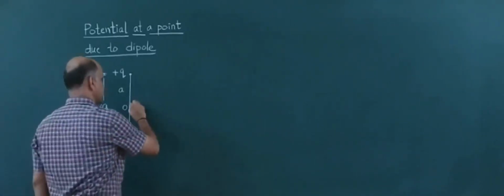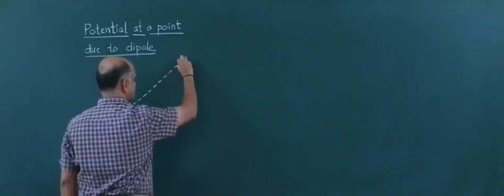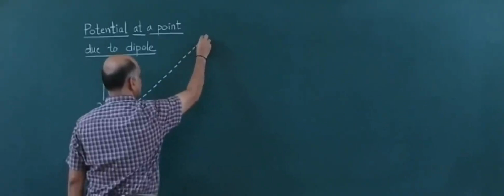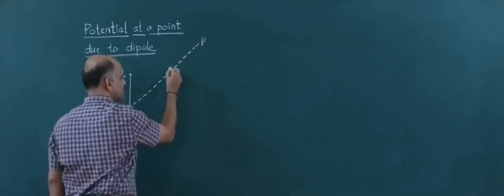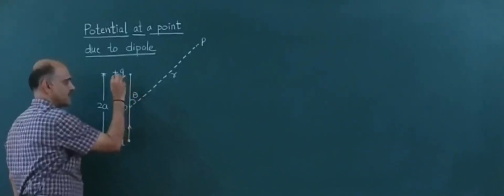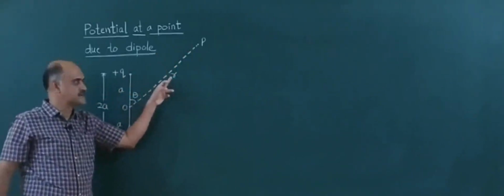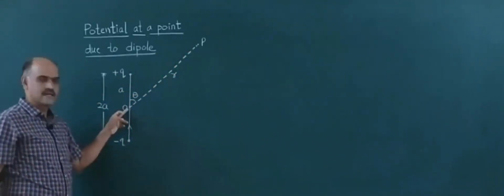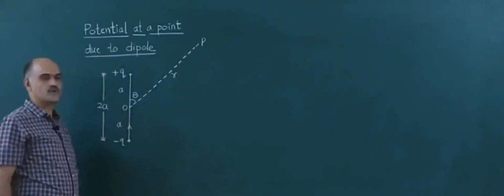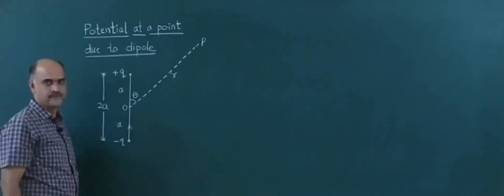So P is a point at a distance r from the center, inclined at an angle theta with the direction of the dipole, where we are required to find the electric potential. We are required to find the potential at point P.